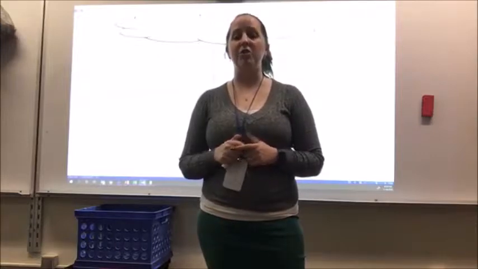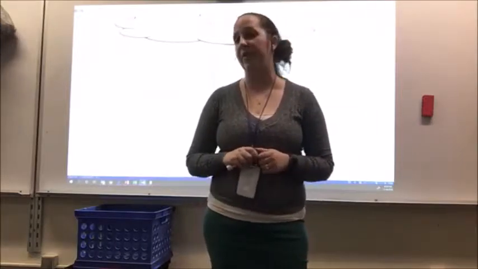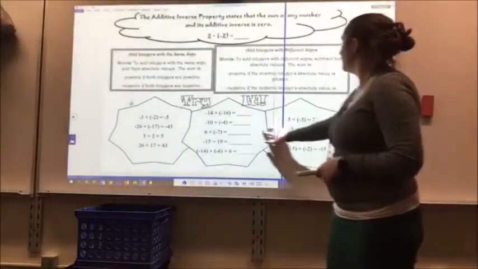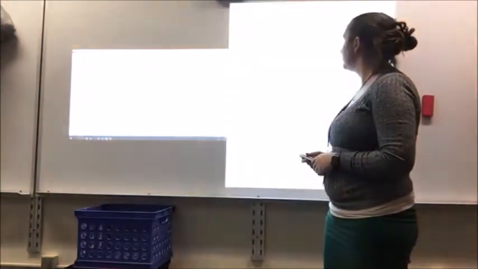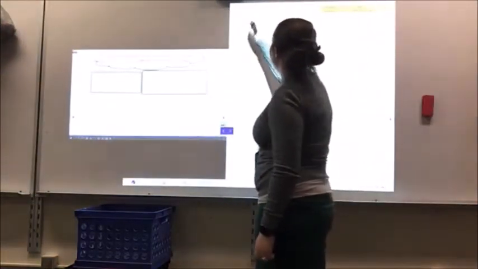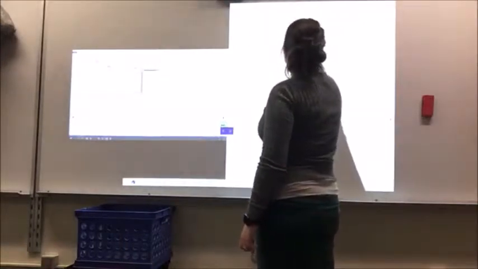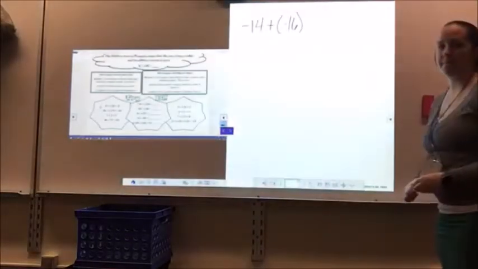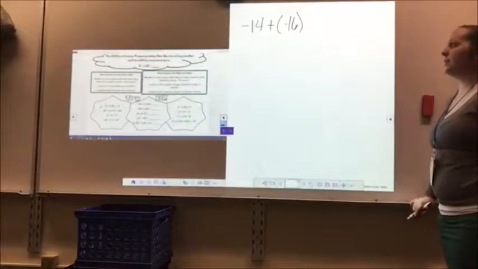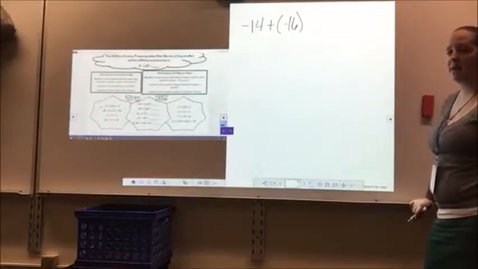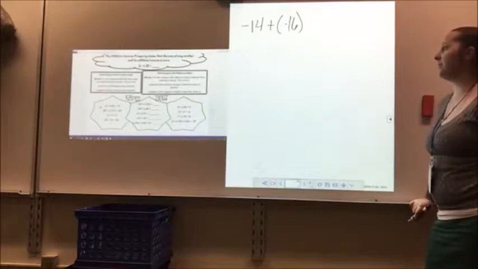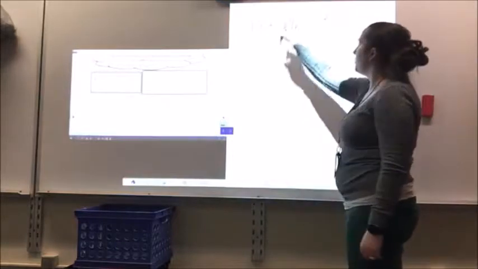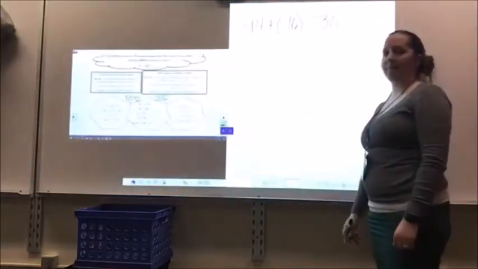All right, now that you've had a chance to try out the try problems, let's go over the answers together. My first one is negative 14 plus negative 16. So, negative 14 plus negative 16. They're the same sign, so I add them together. 14 plus 16 is 30, and they're both negative, so my answer is negative. Negative 30.